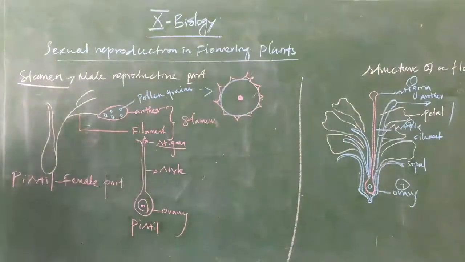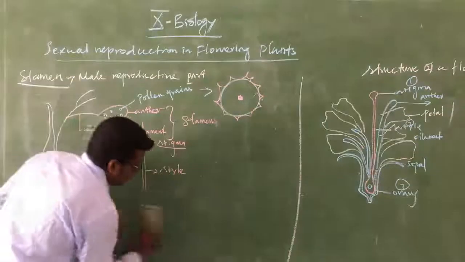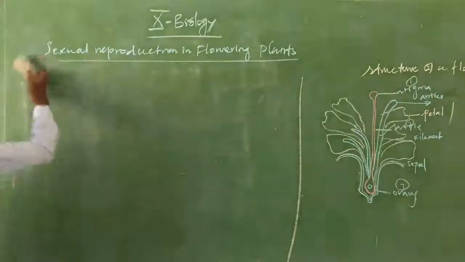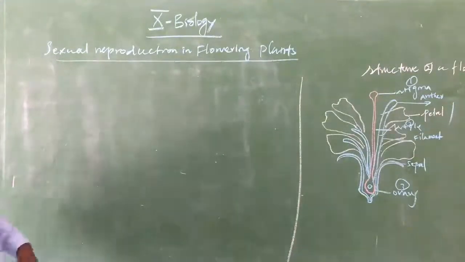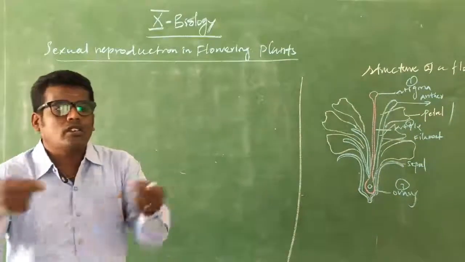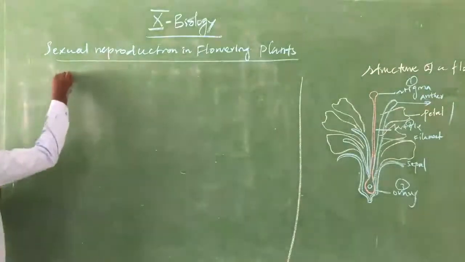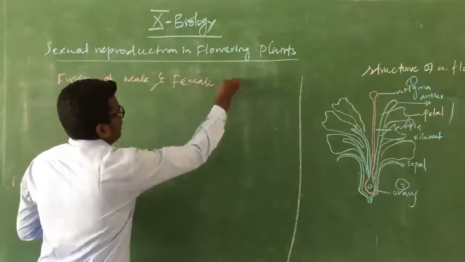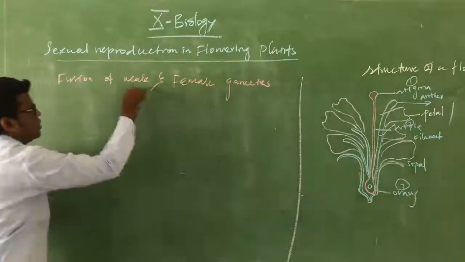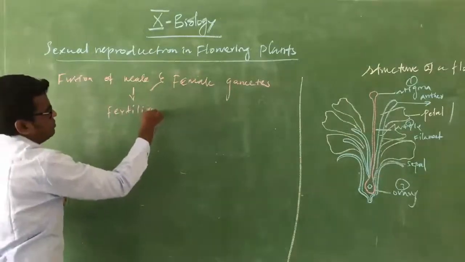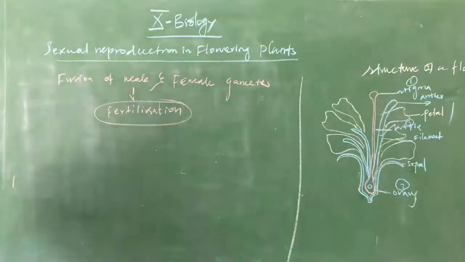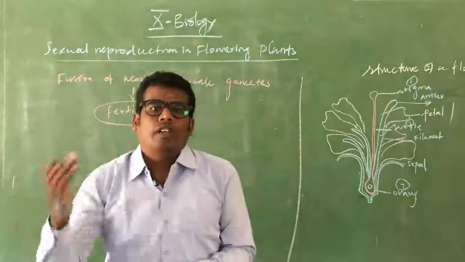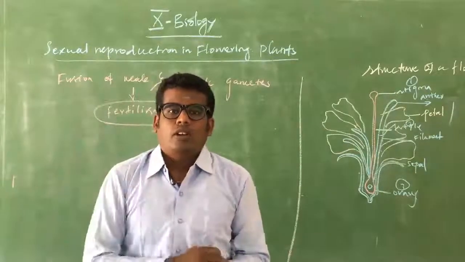Okay, these are the male and female reproductive parts. Before that, you should know what reproduction is: the production of young ones. How does it occur in plants? There should be a fusion of male and female gametes. That is called fertilization. Then only the zygote will form. The zygote undergoes many changes, and then the embryo forms. From the embryo, the new plant develops.